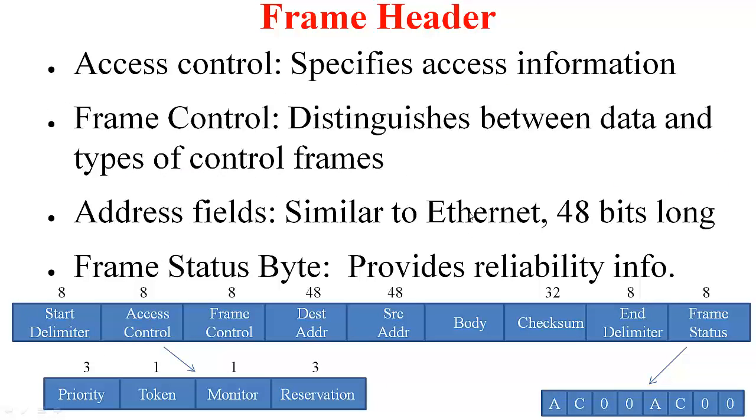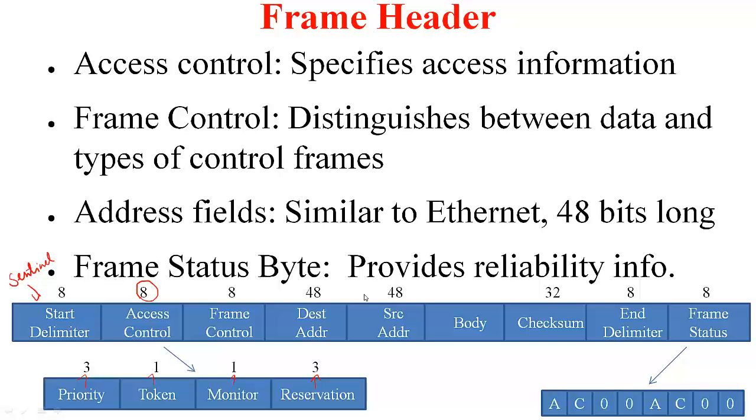The frame header has multiple fields. The start delimiter is that sentinel that is part of many link layer protocols. This is followed by access control. This specifies access information. I will cover this aspect shortly, but the point to note is there are 8 bits as part of access control. These in turn are divided into priority 3 bits, token 1 bit, monitor 1 bit, and reservation 3 bits. The use of these fields I'm going to cover shortly.